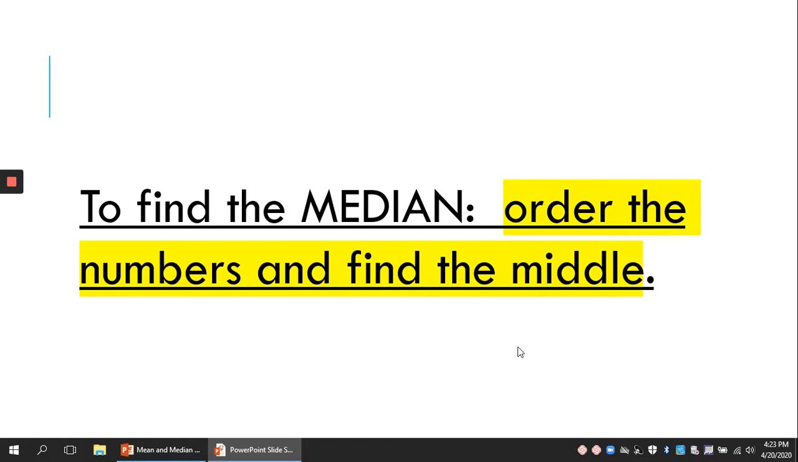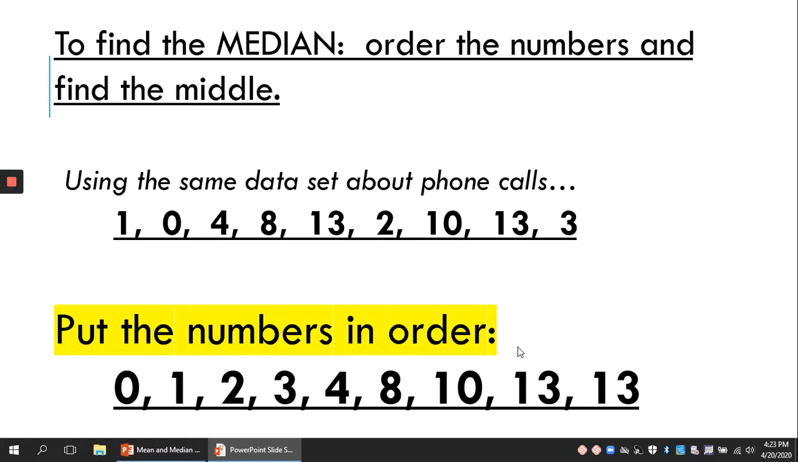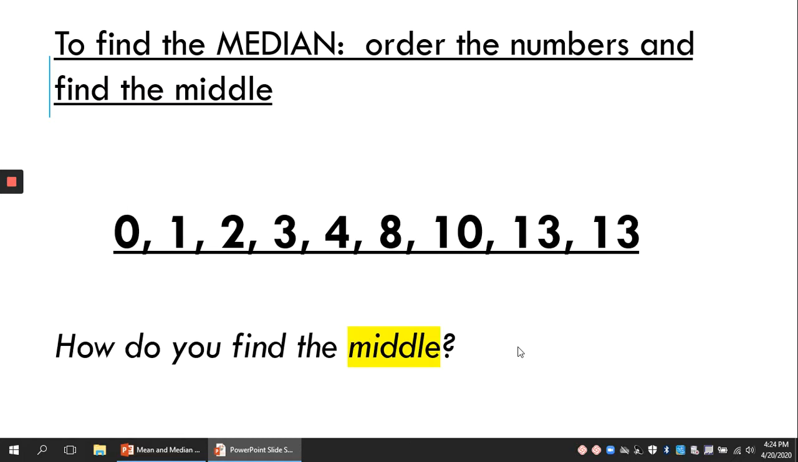Now let's talk about how to find the median. Instead of counting and adding and dividing like last time, this time you're just going to order the numbers and find the middle. So we're going to use the same data set about phone calls, and this time we're going to put the numbers in order. That means numerical order, consecutive order. You're just going to line them up the way that they would come in counting order.